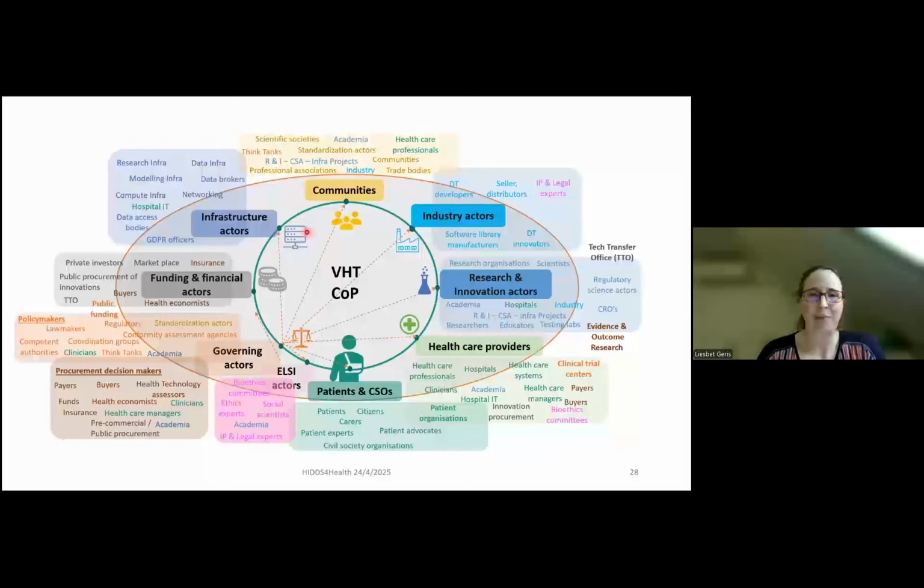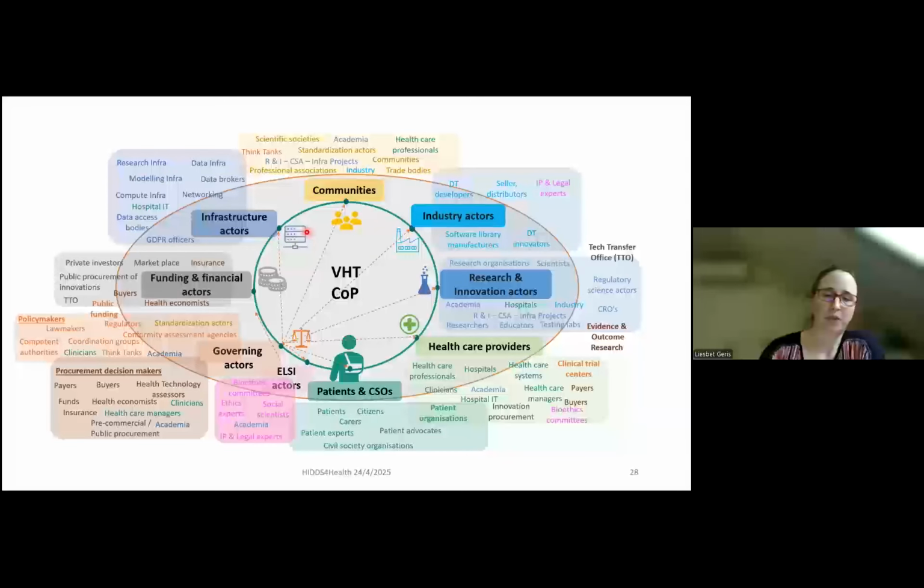Now, I can break this down a little bit more, but I'm not going to go through all of this. At the end, I have a link to the EDIT website and the Zenodo, where you can find the deliverables, and also in the roadmap we go a bit more in detail on all of these different factors and who they are, and how they are organized.